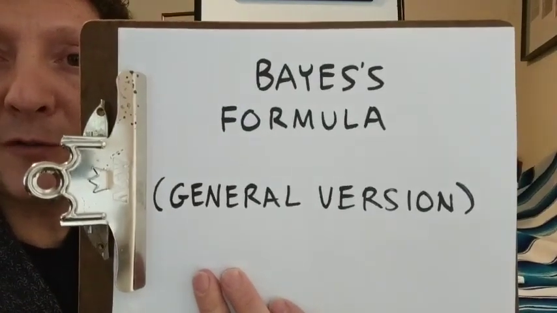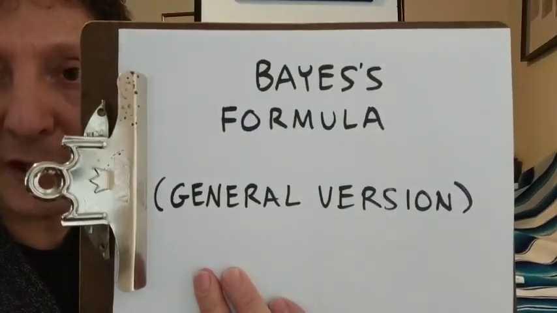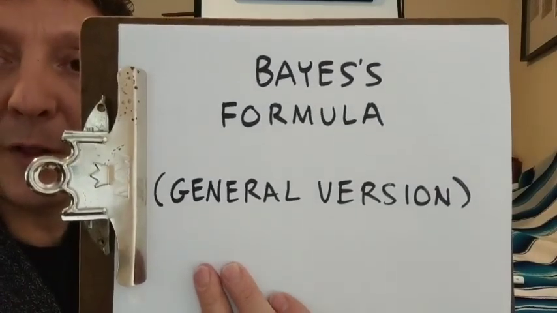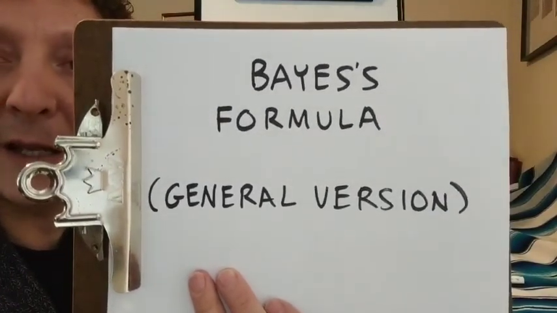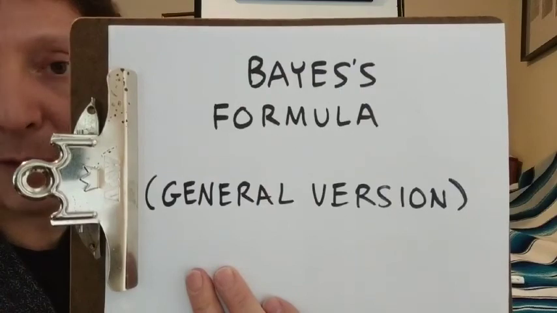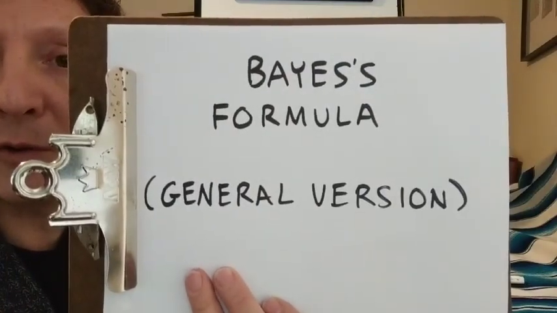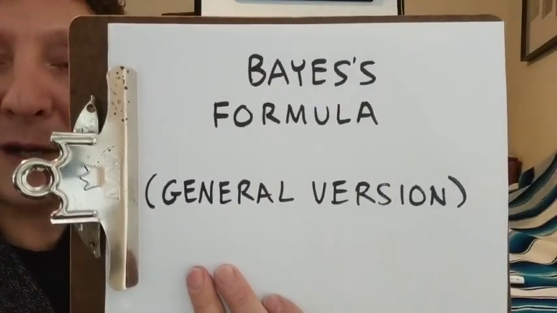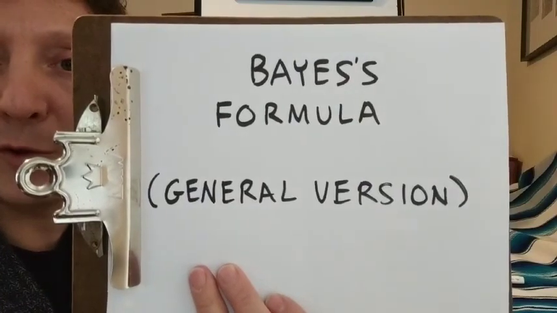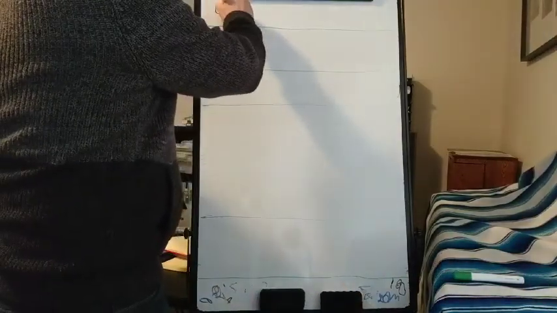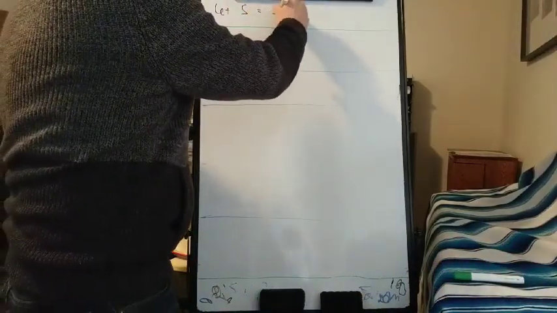The basic version of Bayes' formula that we learned is a special case of a more general version. The basic version involved an event A and its complement. The more general version involves n events, which we'll call A1 through AN. So let's let S be the sample space.